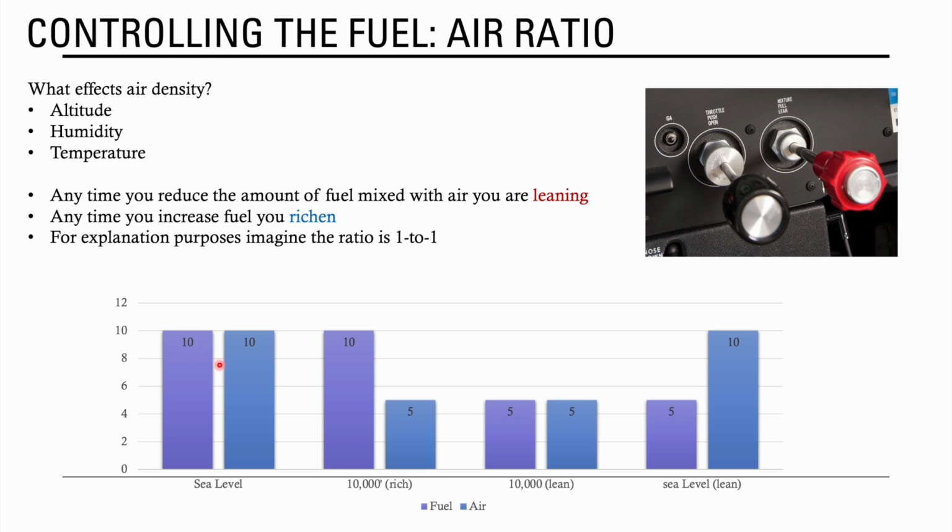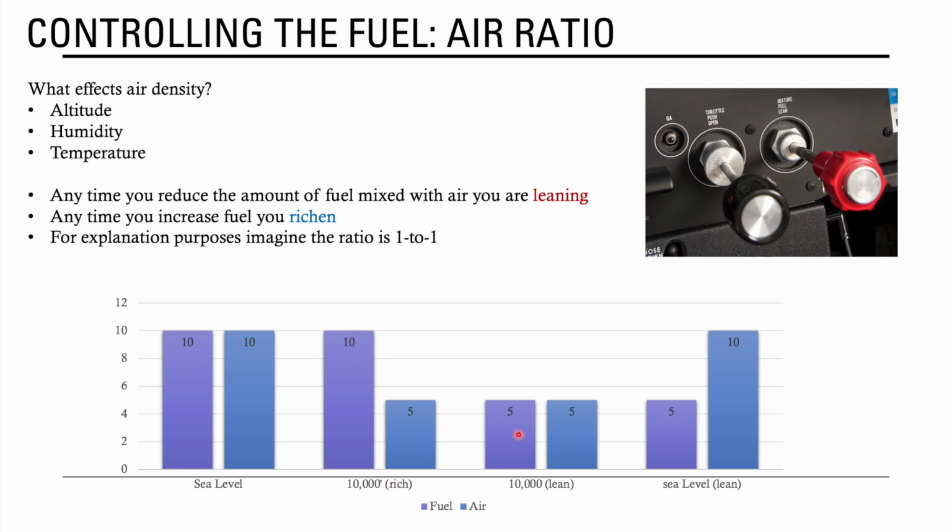So looking at the bars here at the bottom, if the light blue is your air and the purple one is your fuel, if we're at sea level and everything is perfectly balanced, we have a 1-to-1 ratio. Now, if we climb to 10,000 feet without adjusting the mixture, the air density decreases, so this side will begin to drop. And if we left the mixture all the way in, it's considered rich. And so that ratio would be off. We'd have too much fuel for the amount of air that's available. So this is called a rich state.